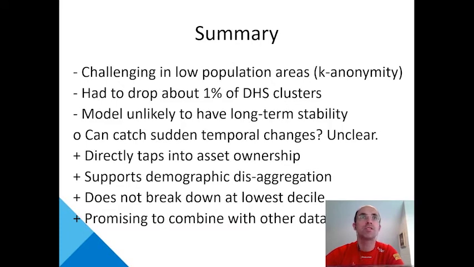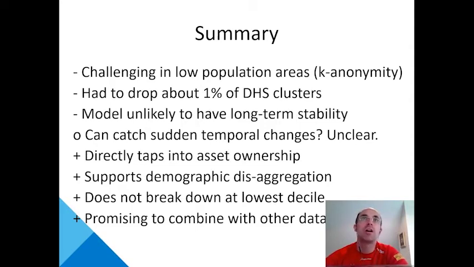As a summary, what are some of the downsides of this approach? It's challenging in low population areas. It's not the spatial size, but the population size, because once you go below 1,000 users, Facebook doesn't provide data. So very low population areas are harder to estimate. As a consequence, we had to drop about 1% of DHS clusters in our evaluation, which are likely to be the poorest clusters. So this is probably some bias introduced there.